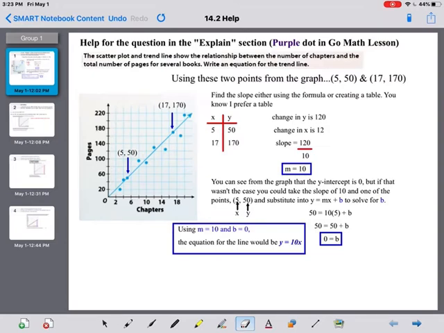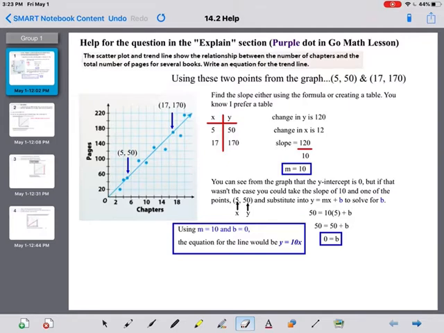I just wanted to go over a couple of questions and a couple of suggestions to help you out with 14.2 on Go Math. We are starting lines of best fit. Go Math calls them trend lines, so I'm going to try to remember to use that phrase. And it is definitely one of the more difficult things that we do this year. But if you remember how to write the equation for a line and find the slope and identify a y-intercept, then you're probably in good shape.